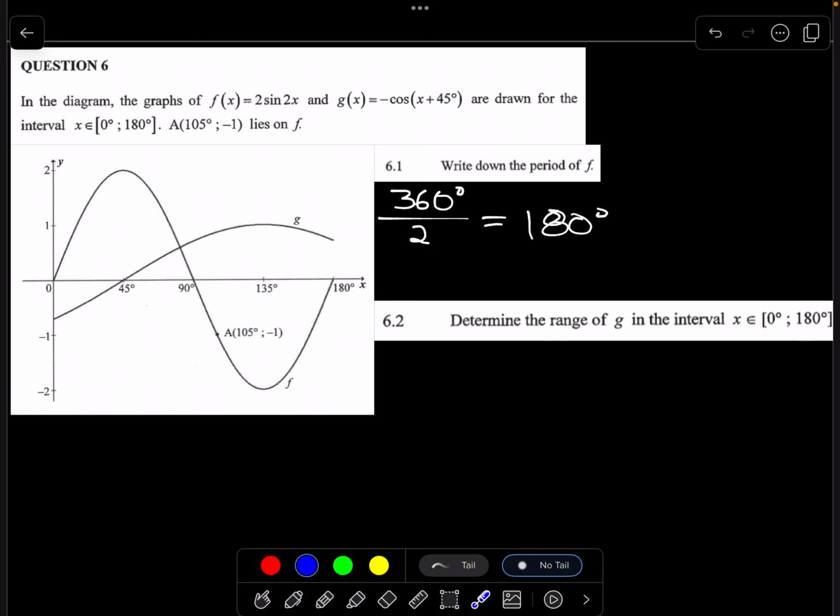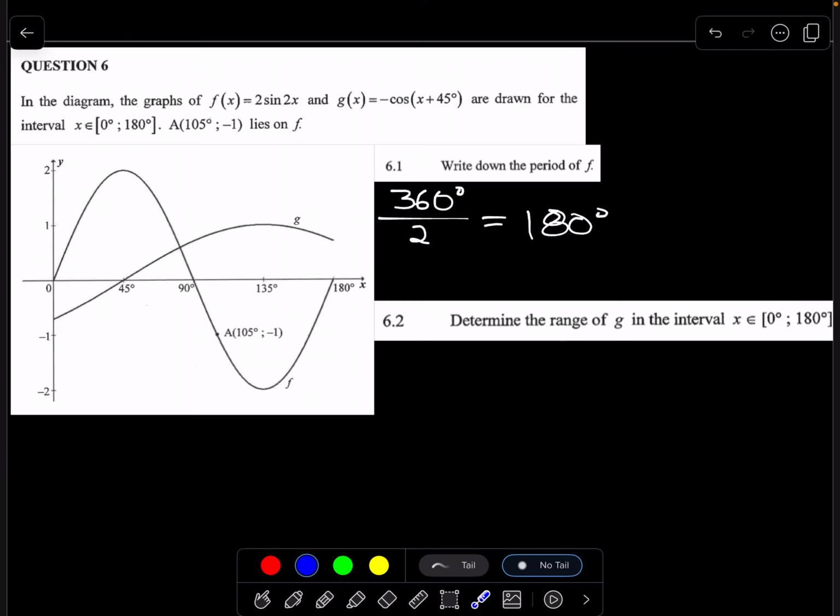But specifically looking in this interval, we definitely know that we have a peak. It's moved 45 degrees earlier, so there is a peak at 135 degrees. The range peaks at 1. Where it is its lowest is going to be here.